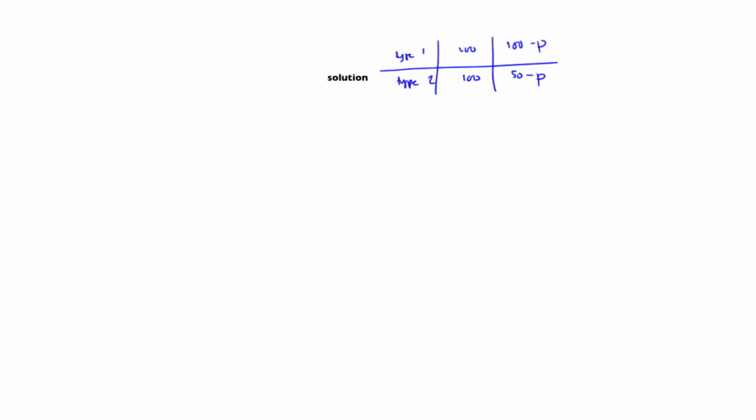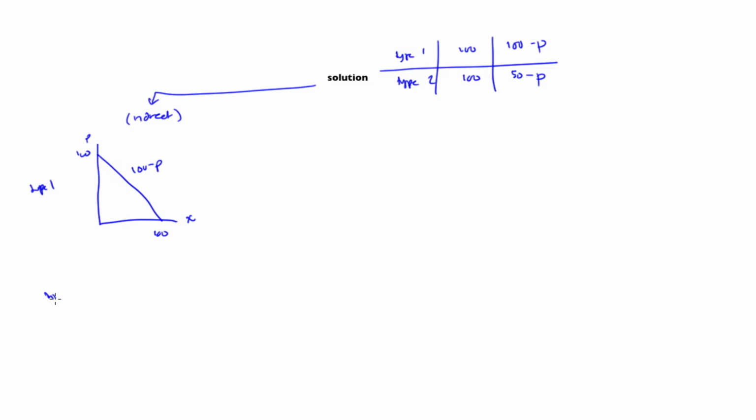Well, let's solve the problem both ways. Let's do the indirect path first. Notice that each consumer of type 1 has a demand function, if this is x and p, that looks like this. It's 100 minus p, so it crosses at 100 and at 100. And this is type 1.